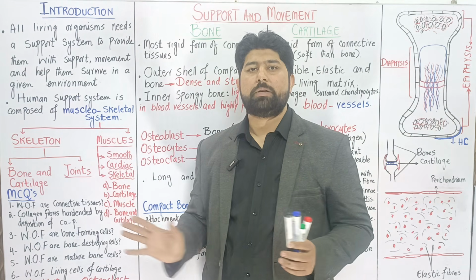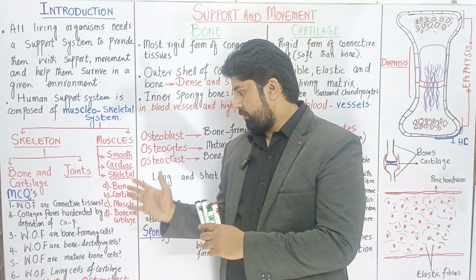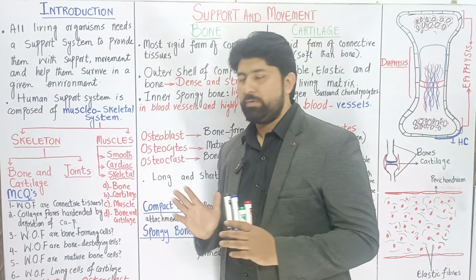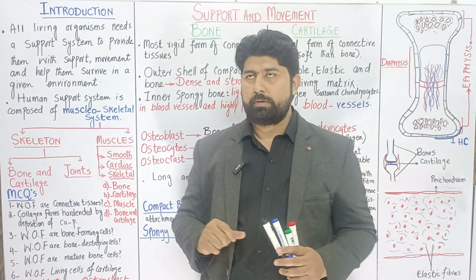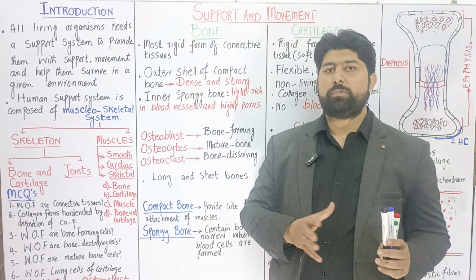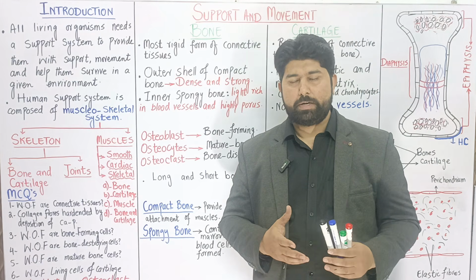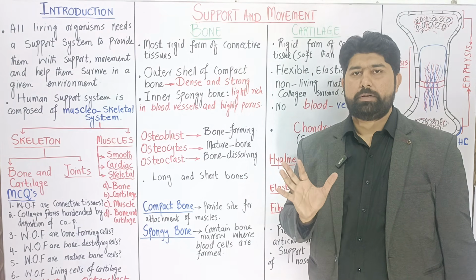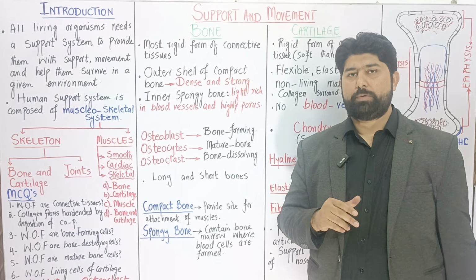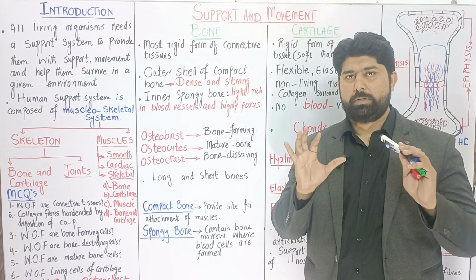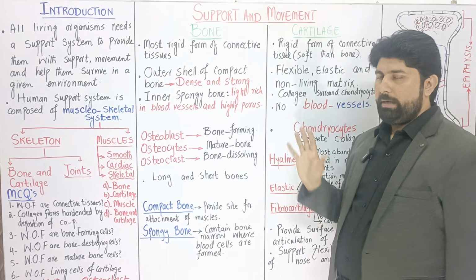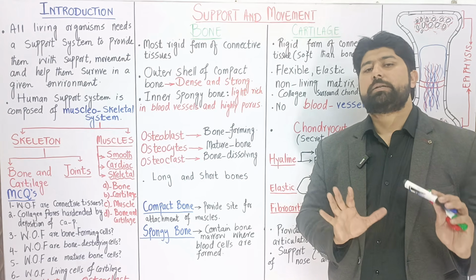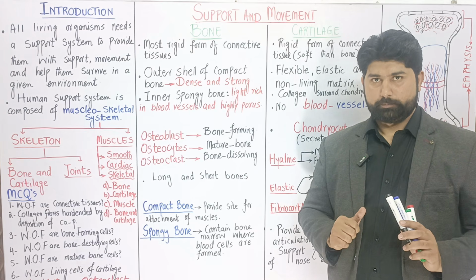Here are some of the questions which are related to this topic. When we discuss the difference between bone and cartilage, I also include these questions in this discussion. Next, I compare bone with cartilage. As you already studied in F.Sc., bones are the most rigid form of connective tissues. But cartilage is also a rigid form of connective tissue, but it is softer than the bones.